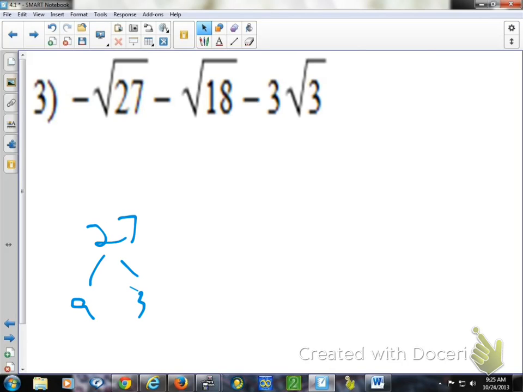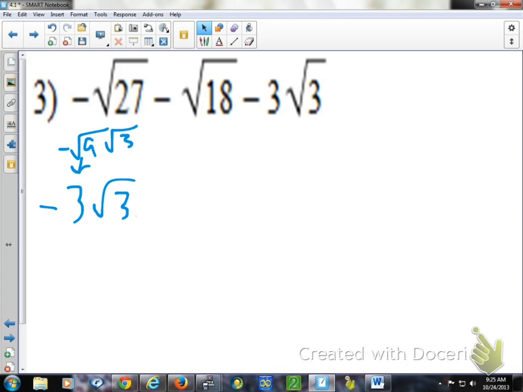Now, I could stop right there because, am I looking at square roots, cube roots, fourth roots? What kind of roots are these? They're square roots. When there's no number in the index, you know it's a square root. Is 9 a perfect square? Yes, it is. I could rewrite this as negative the square root of 9 times the square root of 3. And what is the square root of 9? 3. That's correct. So that would be -3, because that comes into this, radical 3. And I've reduced that first one.